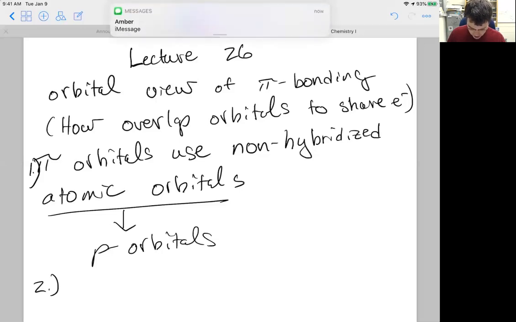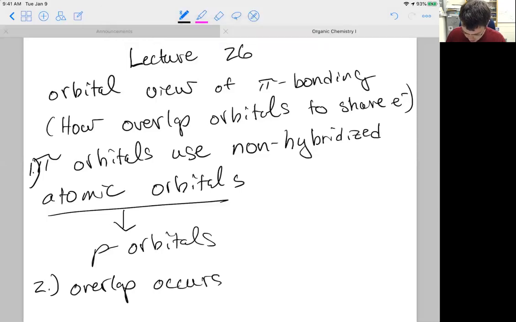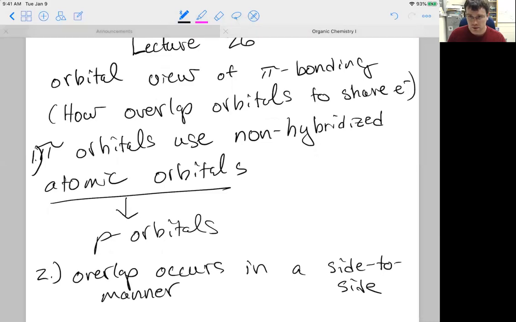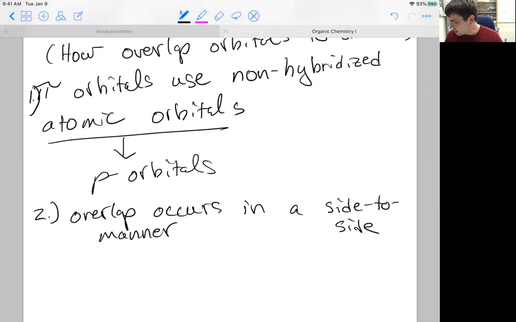Point number two is overlap occurs in a side to side manner. It's actually a bit awkward, but we can go ahead and try to draw it anyway. So the orbital view looks like this.